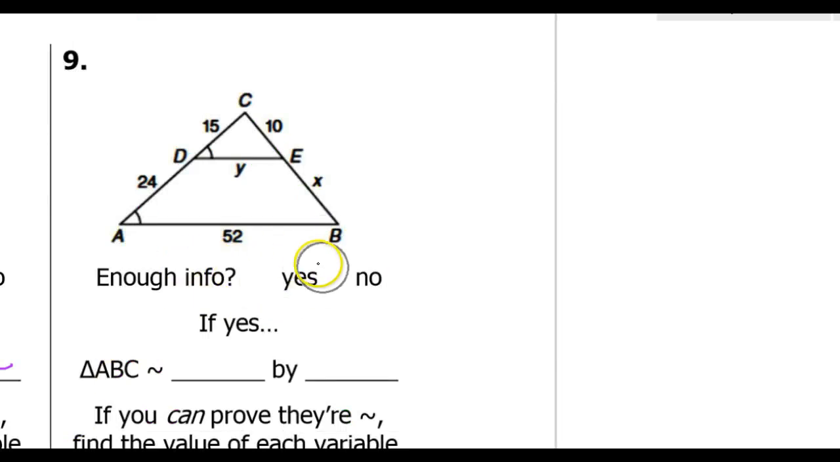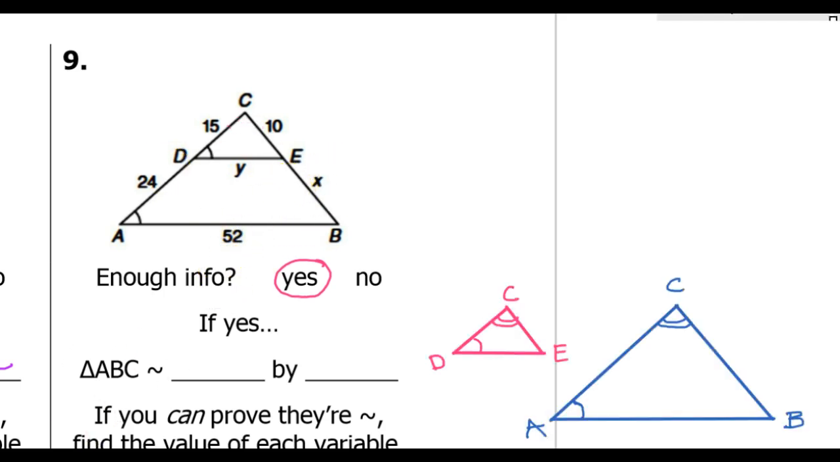Okay, do we have enough info to show that these triangles are similar? Yes, we do, because we have these angles that are congruent, and we have the shared angle. All right, angle C is going to be the same for both triangles. So that's 2 pairs of angles. In fact, I think I'm going to draw these triangles separately. All right, so as you can see, I have 2 pairs of congruent angles. So the triangles will be similar by the angle similarity postulate.